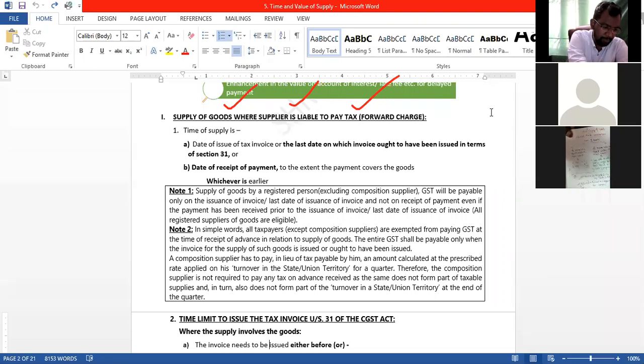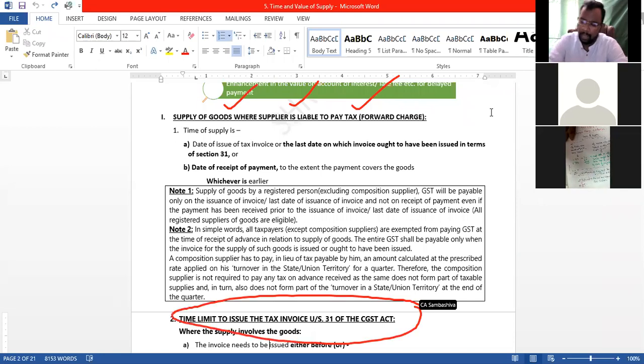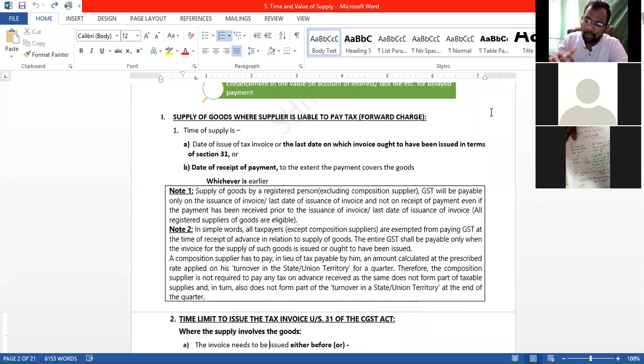So first one, time of supply. There are 2 different situations. First situation, if invoice was issued within the time limit. The time limit under which the invoice should be issued is explained in section number 31. Here you have the concept: time limit to issue the tax invoice under section 31. Here I will explain what the time limit is, what section number 31 is. First, look at this concept.